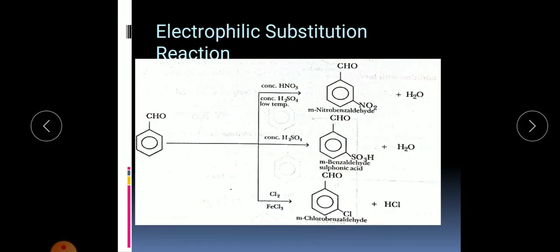Next, electrophilic substitution reaction of benzaldehyde. Before going for electrophilic substitution reaction, we need to identify what type of group this aldehyde group in this benzene is, whether it is electron donating or electron withdrawing. If you remember from our previous physical classes, I mentioned that if this group is an electron donating group, then the substitution will take place at ortho and para position. But if it is an electron withdrawing group, then the substitution will take place only at meta position.